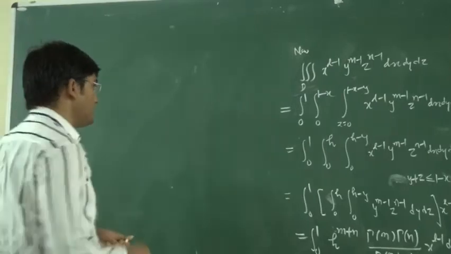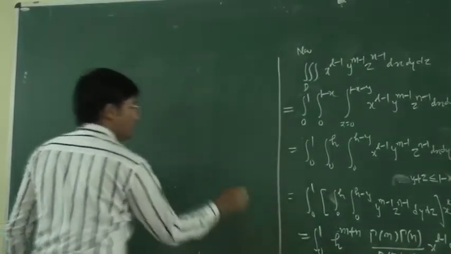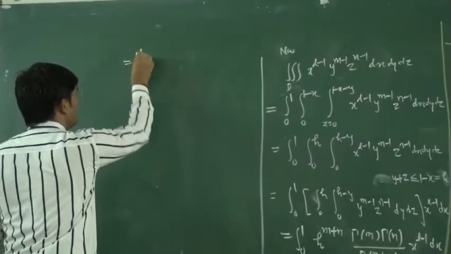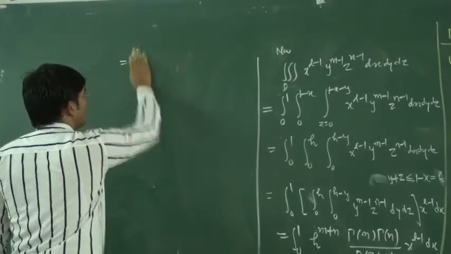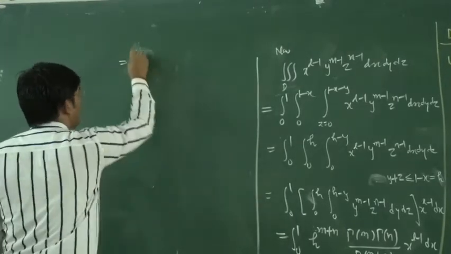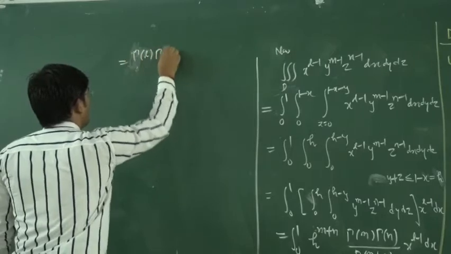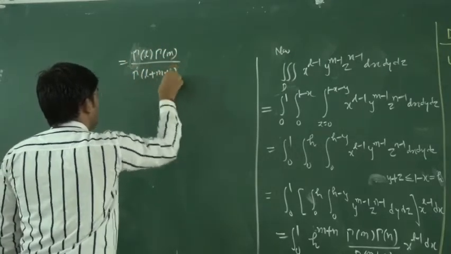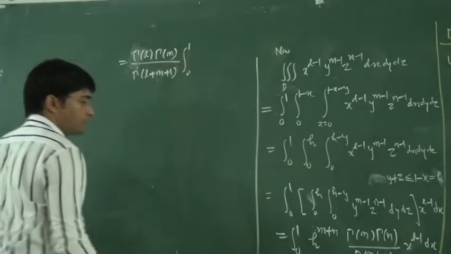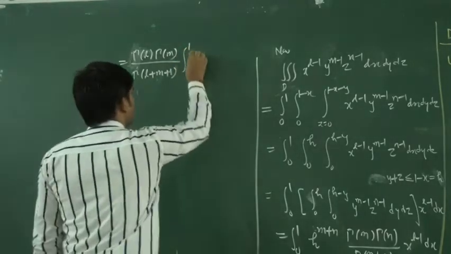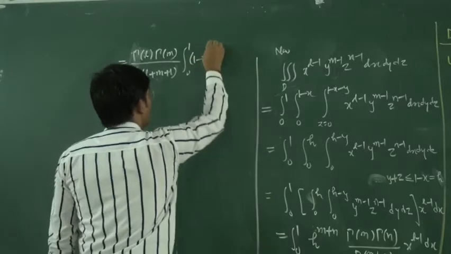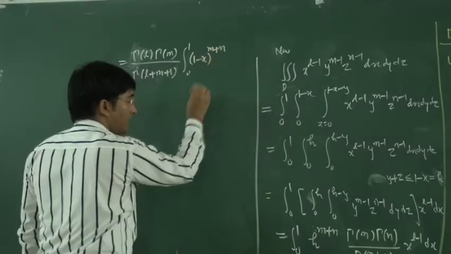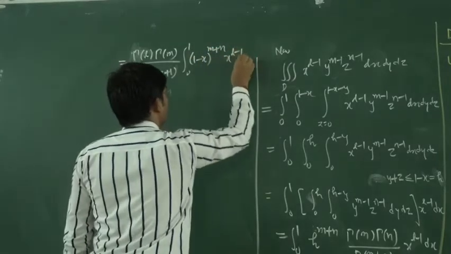So if you put h equal to 1 minus x, then this is equal to integral 0 to 1. Your h is 1 minus x, and take the constant on outside. So we have gamma m on gamma l plus m plus 1. Now in the bracket we will have integral 0 to 1, h is your 1 minus x, then in the power we have m plus n, and here we have x power n minus 1 into dx.